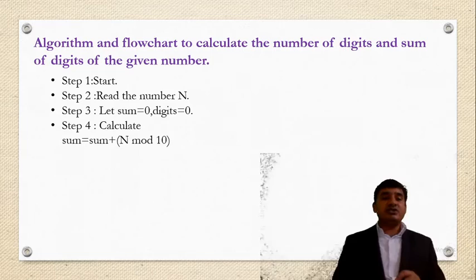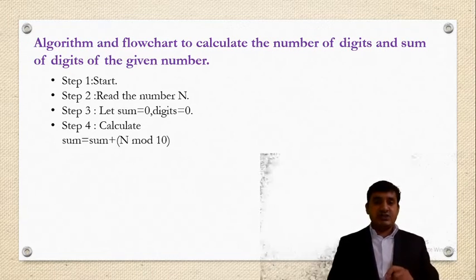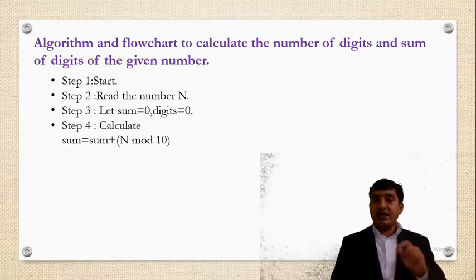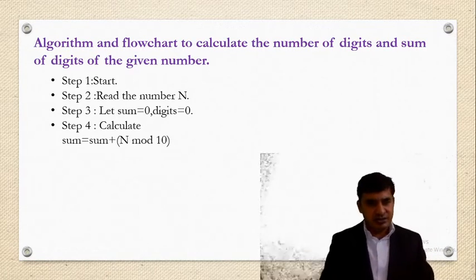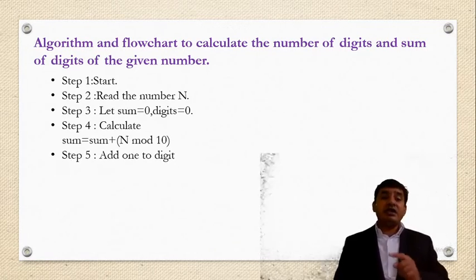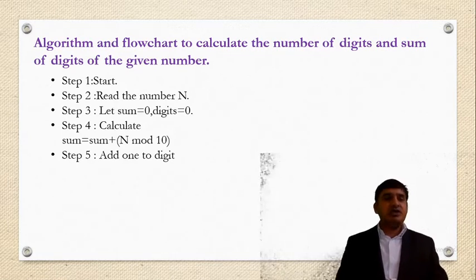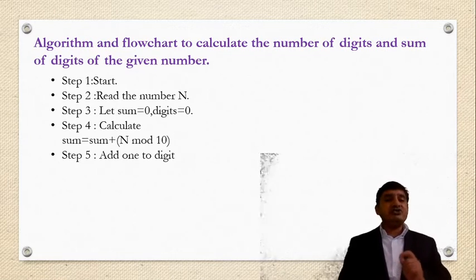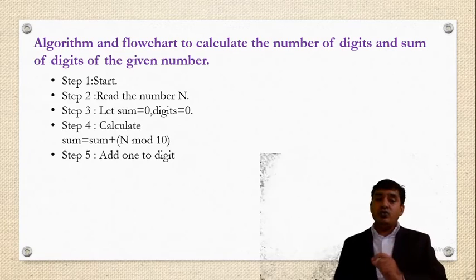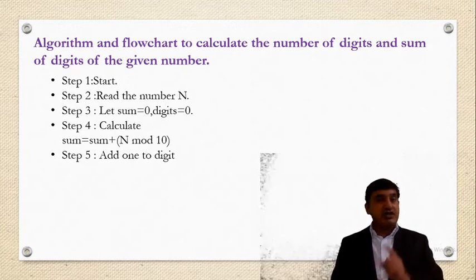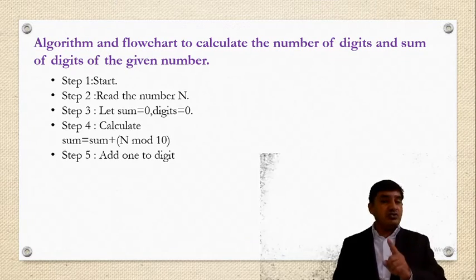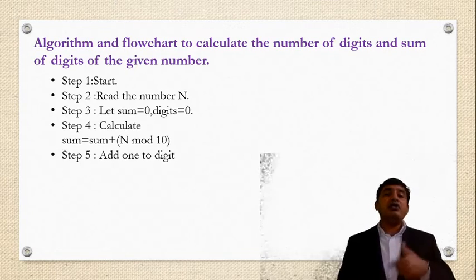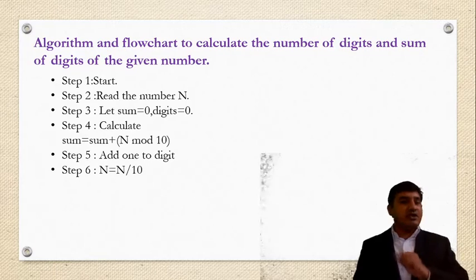Calculate sum is equal to sum plus n mod 10. N mod 10 means the remainder. Okay, the remainder is added to the sum. Then step 5 is add 1 to digit. Digit is equal to 0 and we have to add 1 to digit, so it became 1.